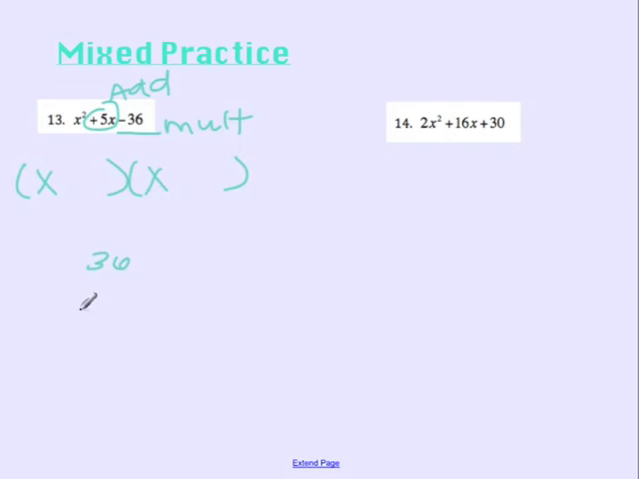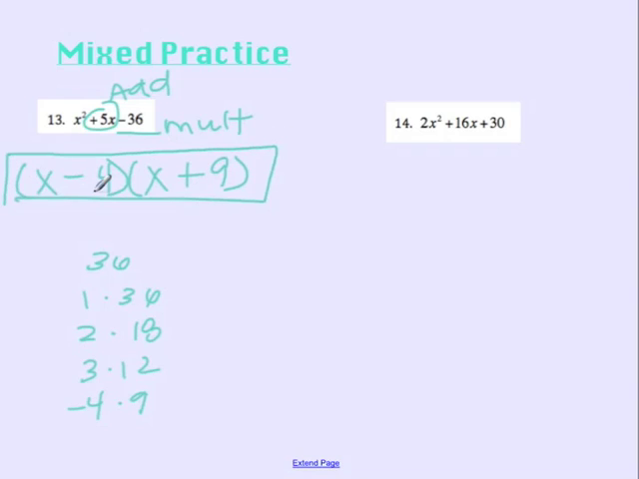If you're not sure, like I said before, list out all your factors. Okay, so any of these starting to ring a bell? Well, 4 times 9 would work. Okay, well, I need to multiply to a -36, so that means one of them needs to be negative, and I need to add to 5. So that means a positive 5, so my 4 is negative and my 9 is positive. So there would be my answer for that one.